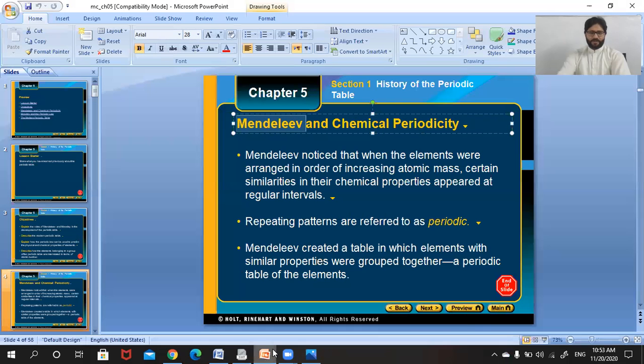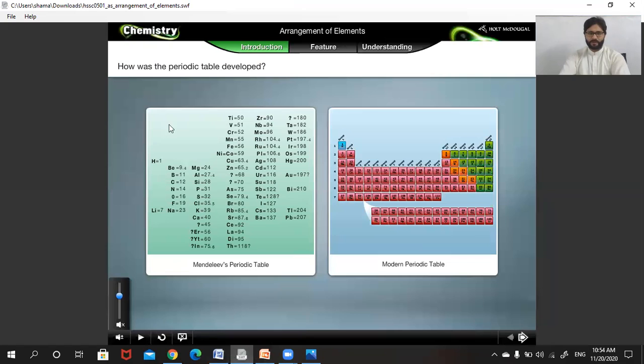If we are talking about this, definitely we will start the history of the periodic table with the Russian scientist Dmitry Mendeleev. Dmitry Mendeleev noticed that when the elements were arranged in order of increasing atomic mass, certain similarities in their chemical properties appeared at regular intervals. Now, how did he do it and how did he present his periodic table? For that we have to focus on this.